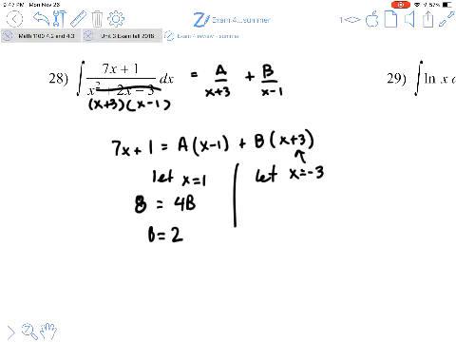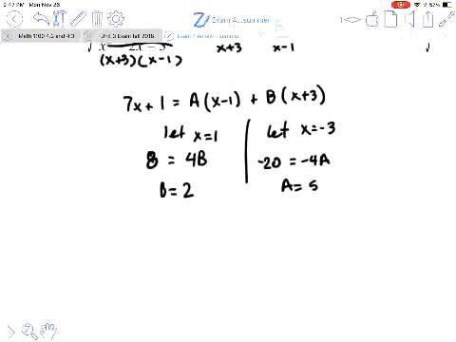Now I want to let x equal negative 3, because when I plug it in there, I get negative 3 plus 3, which is 0. It's going to let b disappear. So when I plug it in there, I get negative 21 plus 1. It's negative 20. Plug it in there, I get negative 3 minus 1. That's negative 4a. So a equals 5.